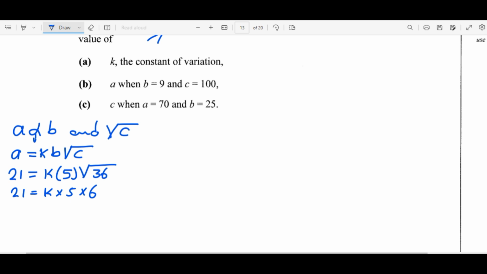So if we multiply 5 times 6 that will give us 30 times k. We have 30k is equal to 21, over 30 over 30. We can now reduce. Which number can go into 21 and 30? So 3 into 21 is 7 over 3 into 30 will give us 10. So we just leave it as a fraction. So that's our final answer.